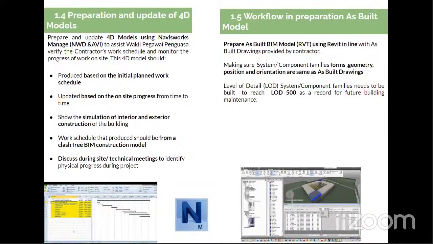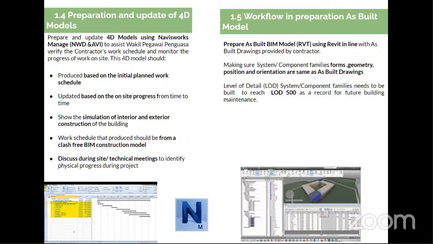Afterwards, they will also prepare and update the models using Navisworks Manage. These models are used to assist the Wakil Pegawai Penguasa to verify the contractors' work schedules and monitor the progress. So these are produced based on the initial planned work schedules, and then based on the real-time site progress, and then the simulations of interior exterior constructions, as well as from a clash-free BIM construction model.